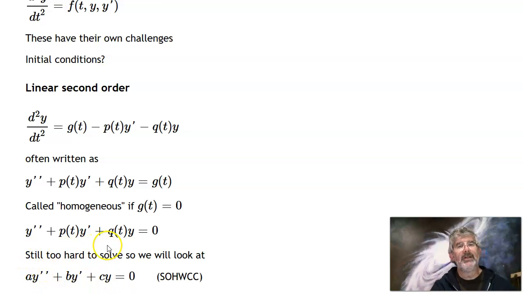Interestingly, when we write these homogeneous or linear equations, we typically do it in a way that has a 1 in front of the y double prime. If there's something other than a 1 right there, we would typically divide both sides of the equation by that in order to get a 1 right there.